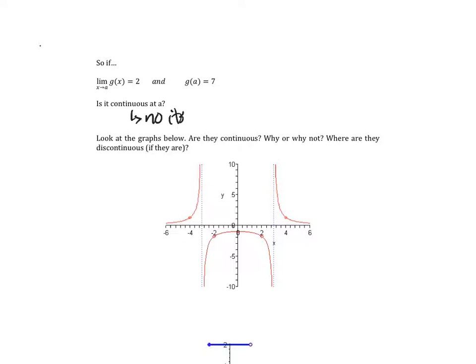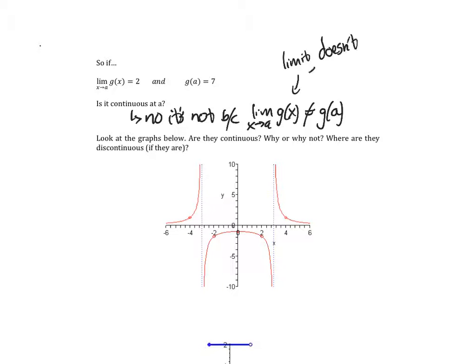Is it continuous? Well, hopefully you said no. No, it's not, because the limit as x approaches a of g of x, in this case it's g of x, does not equal g of a. So our reasoning here is the limit doesn't equal the value. That would be reason 3 from the last page. If you're looking at whether it failed reason 1, reason 2, or reason 3, it failed reason 3.